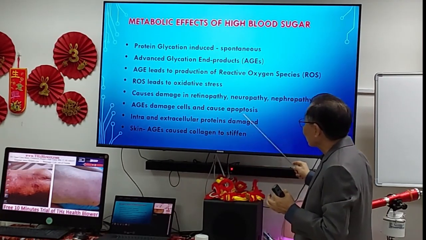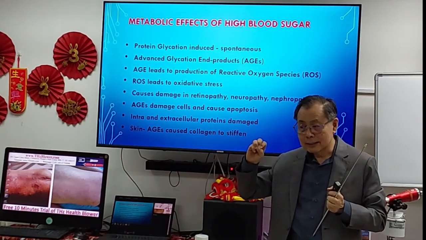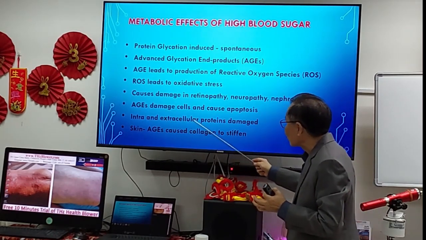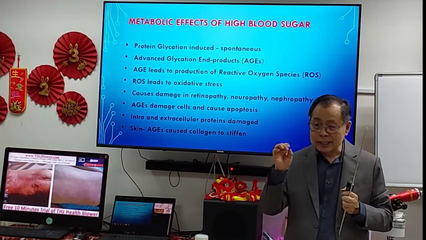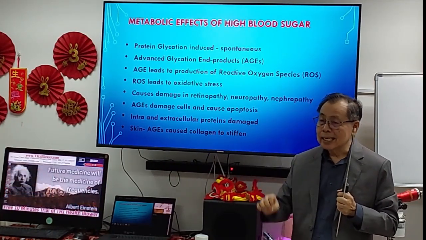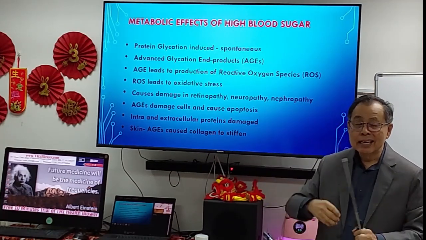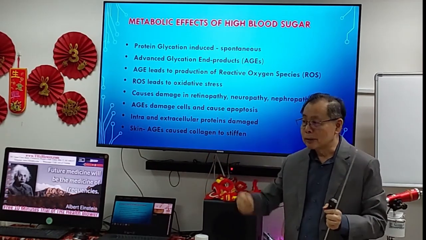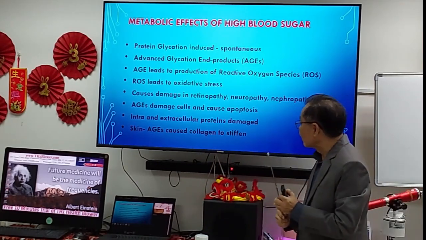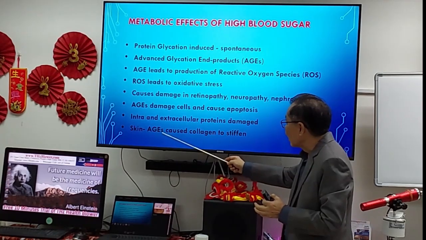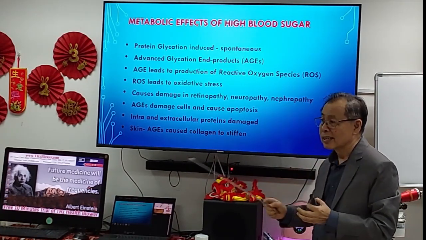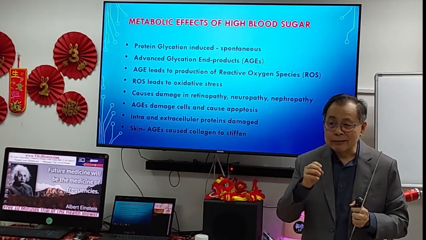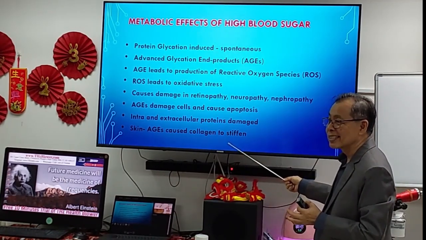And AGE can cause cells to degenerate and kill themselves, or commit suicide, so to speak. It can damage intra and extracellular proteins. So AGE has the ability to damage DNA. It can damage the mitochondria, which produce all the various things that is the very reason why your cell is there for, to produce new proteins, to transmit various things, right? And in the skin, AGE causes all the collagen to stiffen. The reason is that they cause damage to the collagen, and you will look old because of this.